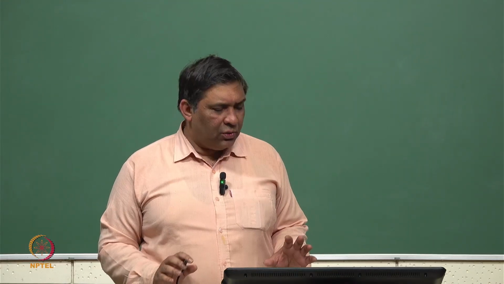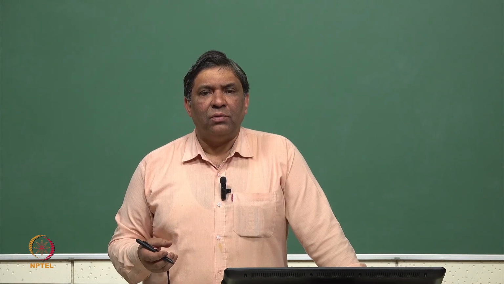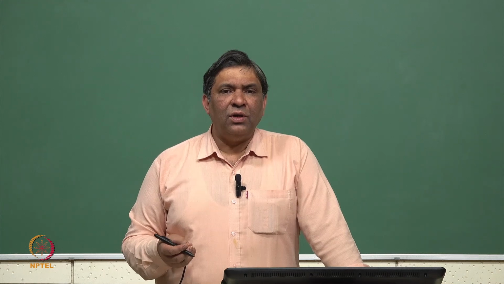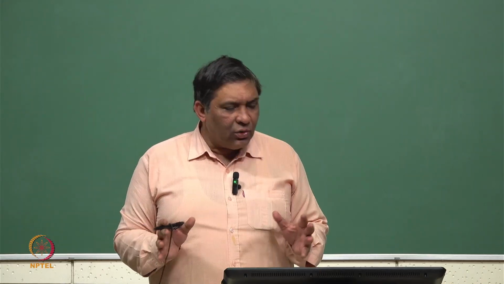So if you just look at whatever people have reported in the literature, we plot the band gap along the x-axis and the maximum conversion efficiency on the y-axis. Generally, the efficiency used for PEC water splitting is called solar-to-hydrogen efficiency, STH efficiency: how much power you give and how much hydrogen is being produced. So this is a kind of conversion efficiency.